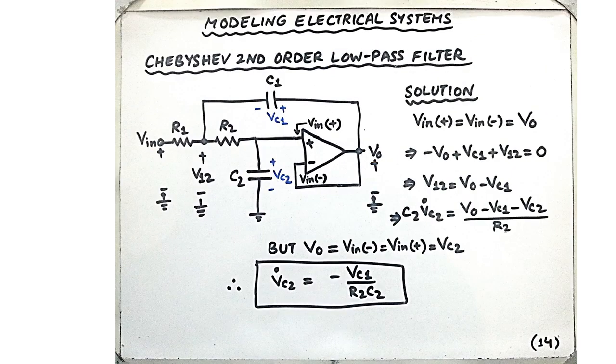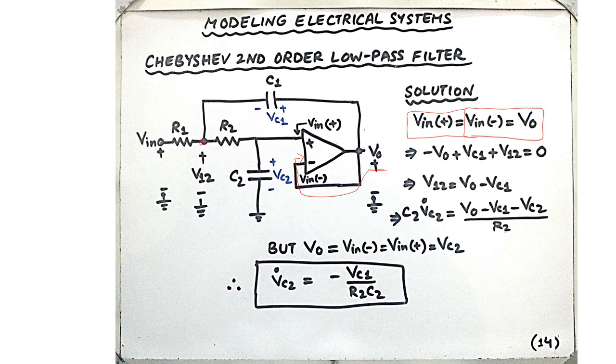So in order to solve this problem, we note that there is a negative feedback, and the negative feedback is connecting the output voltage to the negative terminal of the op-amp. So Vin minus equals V0, that is very obvious. And because there is a negative feedback, therefore Vin negative is also equal to Vin positive. This is the most crucial observation in this whole problem.